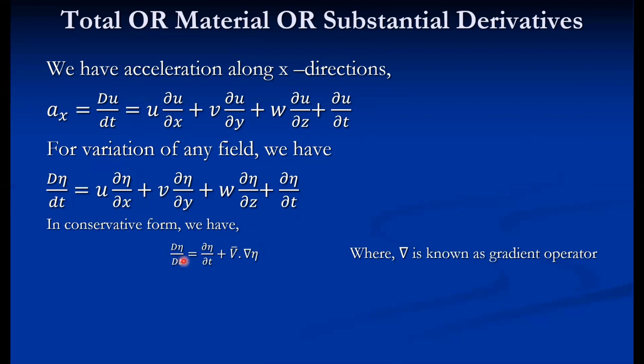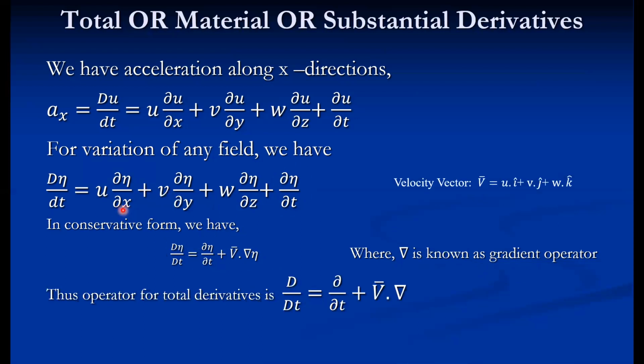In vector form we can write Deta by Dt is equal to partial eta by partial t, and instead of this term, it is a product of two vectors, because the product of two vectors is also a scalar quantity. So the velocity vector v is u into i hat plus v into j hat plus w into k hat, and the gradient of eta is again a vector field. If you take the product of these two, it is u into partial eta by partial x, v into partial eta by partial y, and w into partial eta by partial z. So instead of this term, we can put the product of two vectors, that is v bar dot del eta. Del is known as the gradient operator. So this is a conservative form of the total rate of change for any field eta.